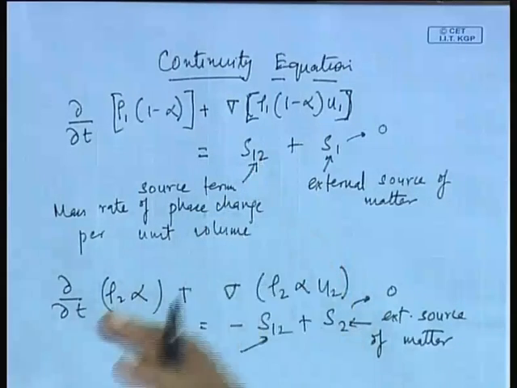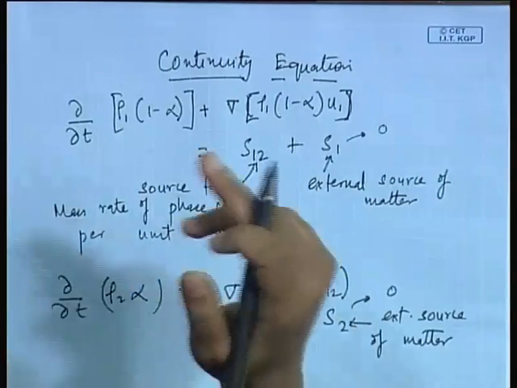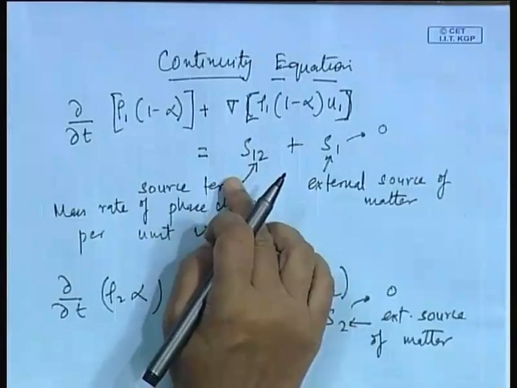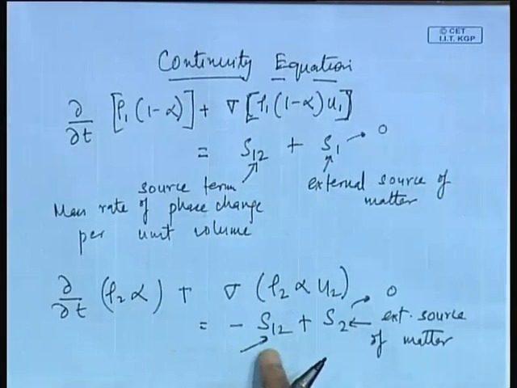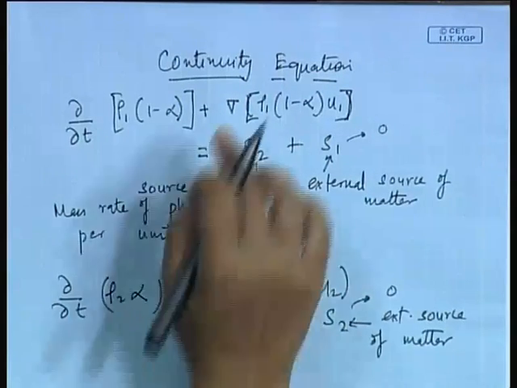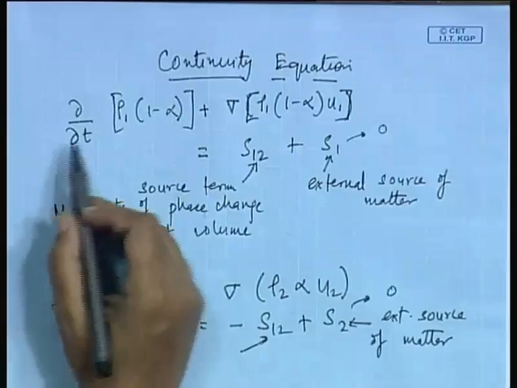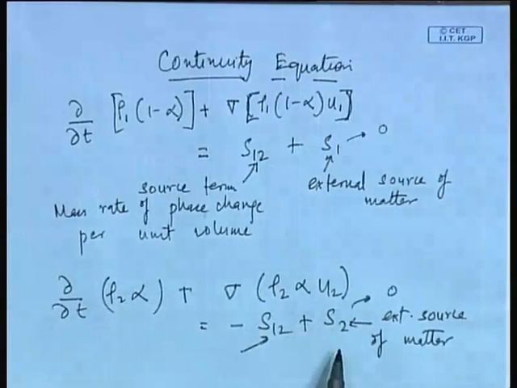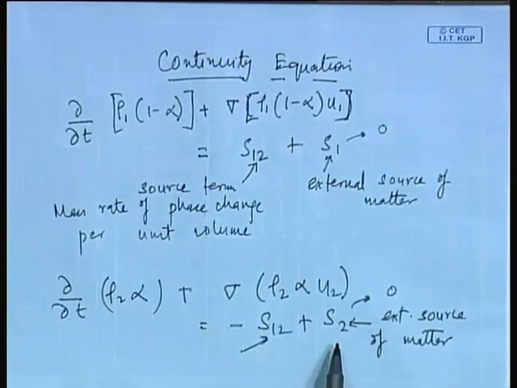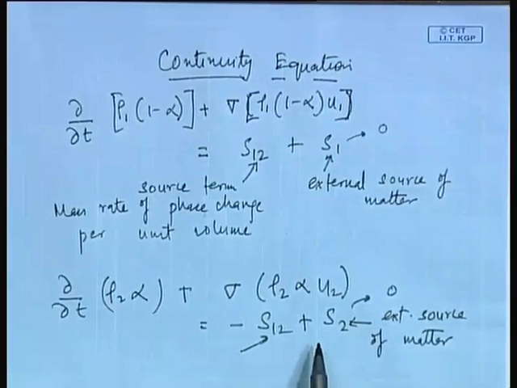So, naturally if mass is moving from phase 2 to phase 1, therefore S12 is positive, mass is entering, and S12 is negative since mass is leaving. So, these signs will be adjusted according to the situation. So, this is the most generalized three dimensional form of continuity equation, and it simplifies to several simpler equations under different conditions. For example, if we have steady state flow, what happens?